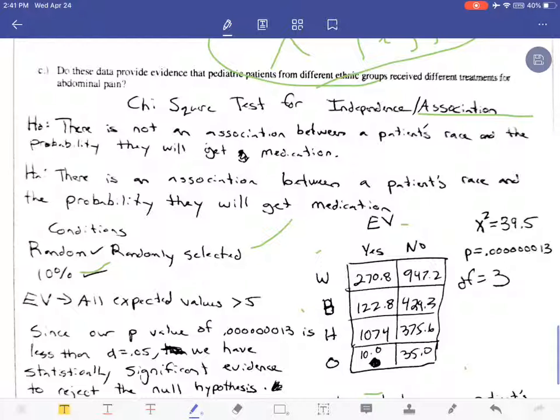once you did it in your calculator, you're going to come up with your chi-square test value, which is 39.5. Your p-value is going to be 0.00000013. It's a very low probability, and degrees of freedom are 3.